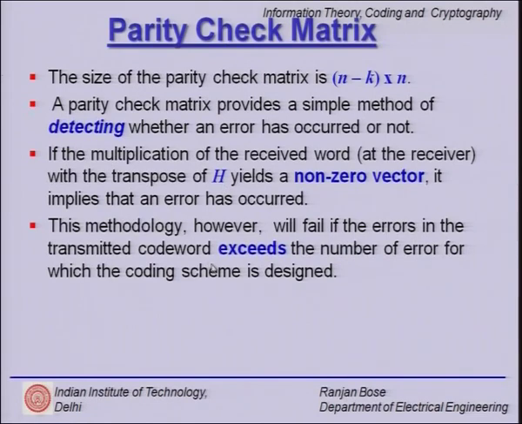But please note, this methodology succeeds only if the number of errors is within what you have designed the parity check matrix for. However, if the number of errors in the code word exceeds the number of errors for which the coding scheme is designed, then this will fail. So, you should be careful about this. You can end up having a 0 vector by performing C H transpose and still have a lot of errors in the code word.